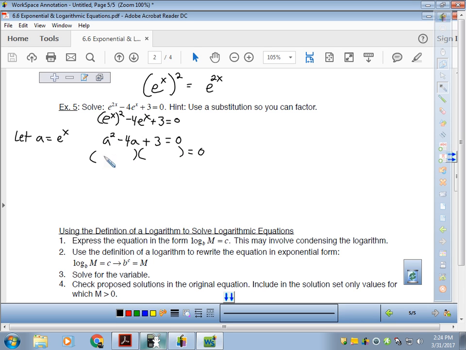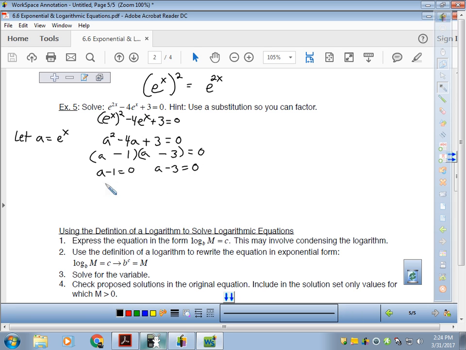In order to make a squared, I need a times a. In order to make a 3, I need 1 times 3. And in order for it to be a negative 4 in the middle, this will have to be a negative 1 and a negative 3. And we can set those factors equal to 0.